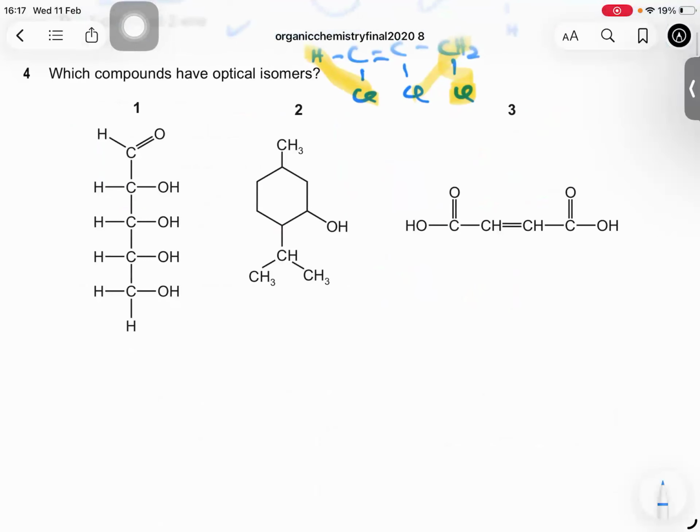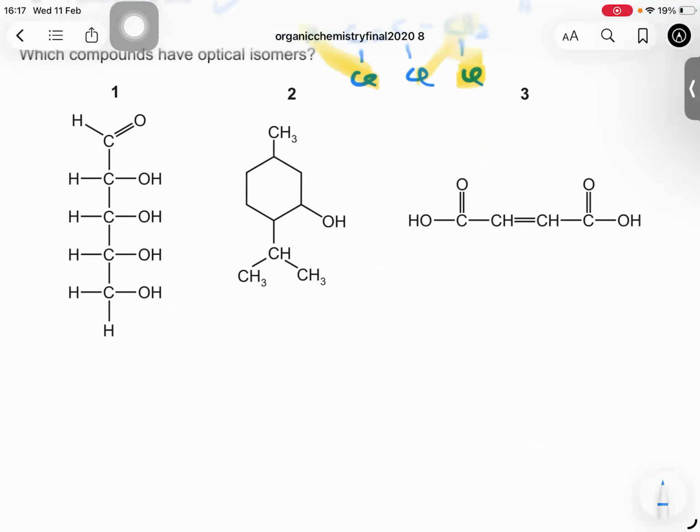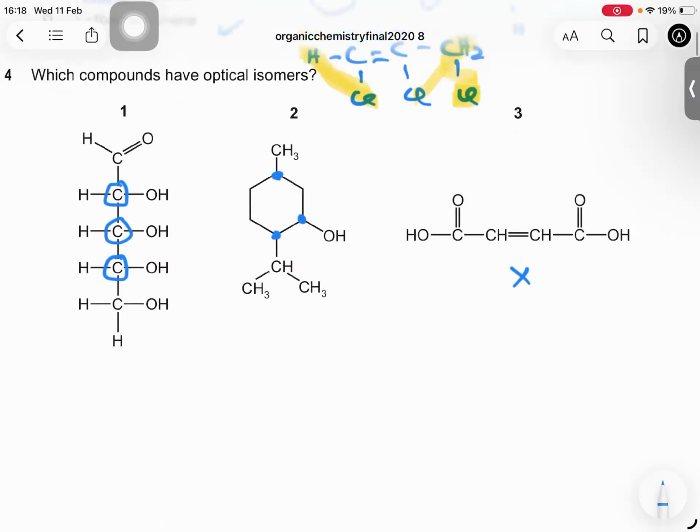Which compound has optical isomers? Out of these three, which compound has optical isomers? It has to contain what? Chiral carbon. So which compound has chiral carbon? These three are chiral. What about this? Chiral, chiral, chiral. Okay. What about this? No chiral. Okay.